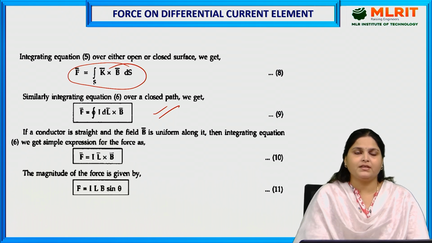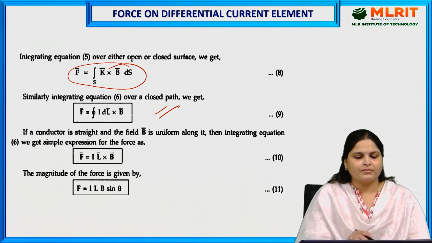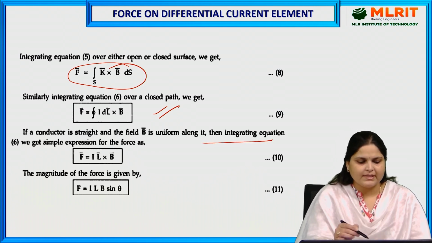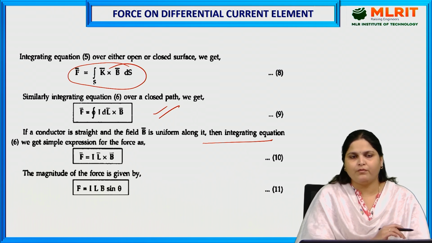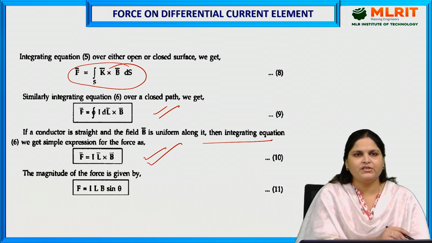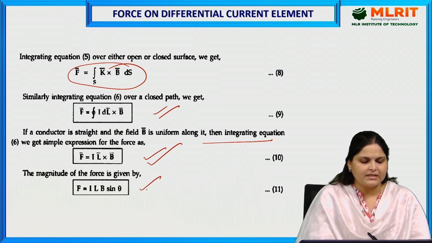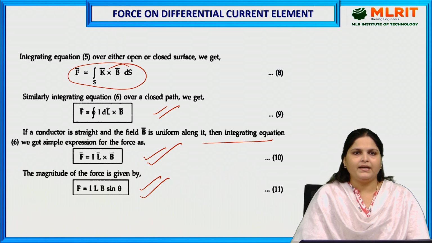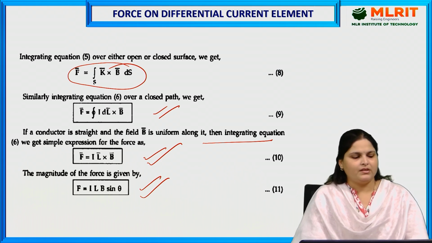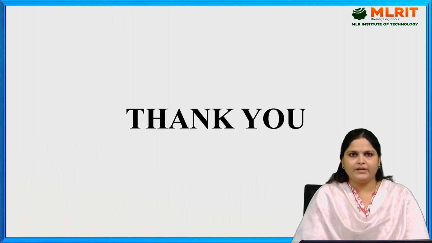Now, another condition is if the conductor is straight and the field B is uniform along it, then integrating equation 6, we get a simple expression for force as F equals I L cross B. That's not a differential value, that is the force I L cross B. The magnitude of this force is given by F equals ILB sine theta. So this was about force on a moving charge as well as force on differential current elements. I hope this was useful. Thank you very much.